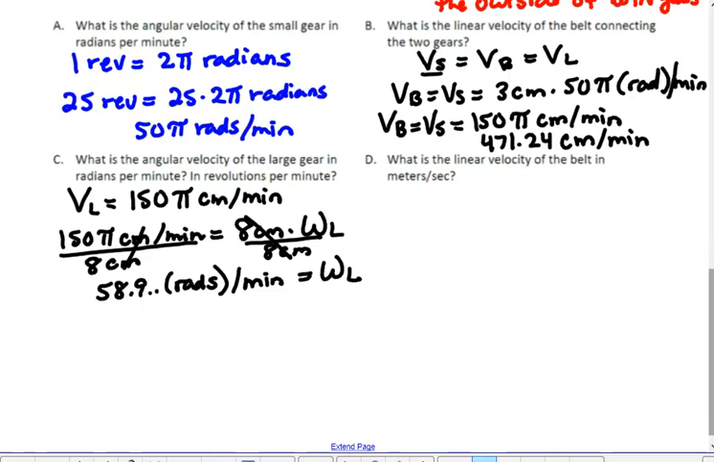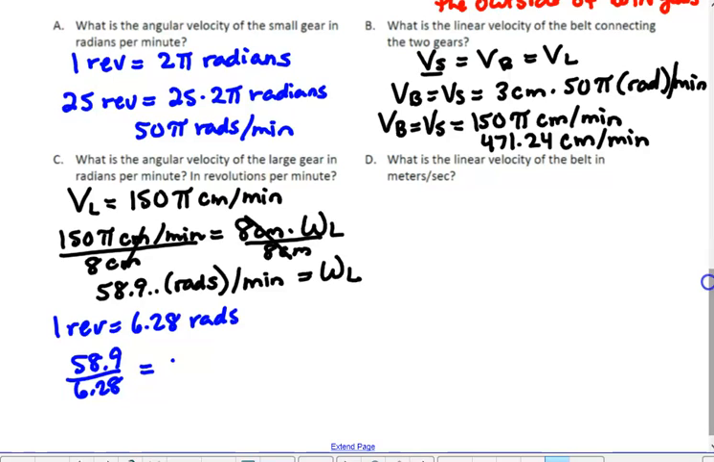Now I want to do revolutions per minute, so I go back and use the same relationship that 1 revolution is equal to 6.28 radians. So if I know it's going 58.9 radians per minute, I'm going to take the 58.9 and divide it by 6.28. That'll tell me how many revolutions, because every time it goes around once, that's 6.28 radians.